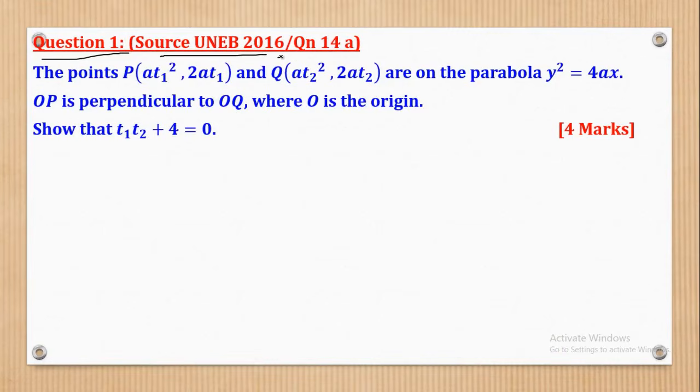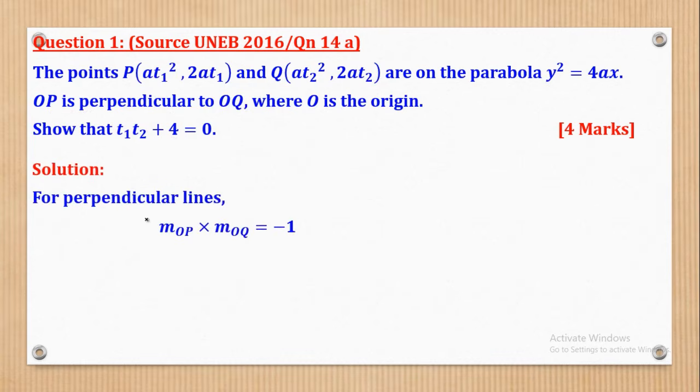Question 1 came from UNEB 2016, paper 1, question 14, and says the points this and that are on the parabola this. OP is perpendicular to OQ, where O is the origin. Show that t1 t2 plus 4 is equal to 0. So they said OP and OQ are perpendicular, meaning that the gradient of OP multiplied by the gradient of OQ will be equal to -1. And O is the origin, which is 0, 0.